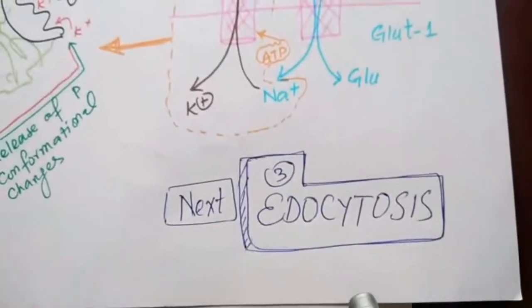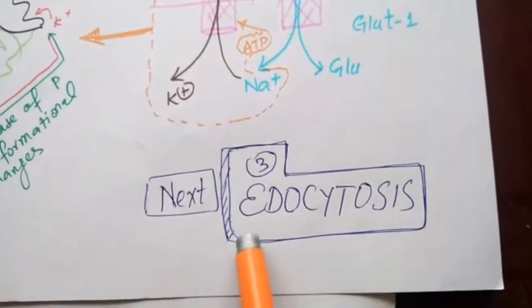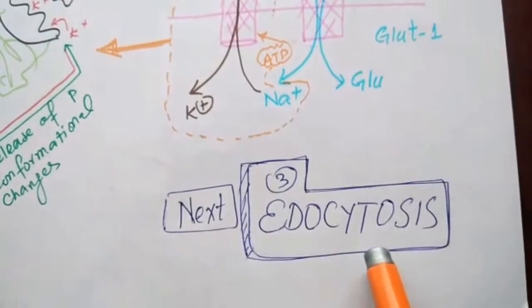The next, and last, type of active transport is endocytosis. Wait for the next video.